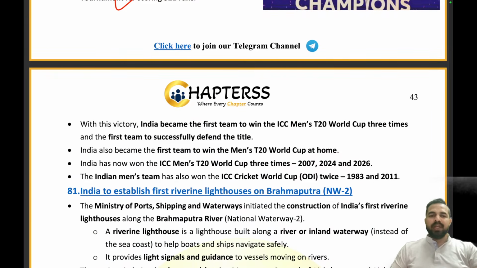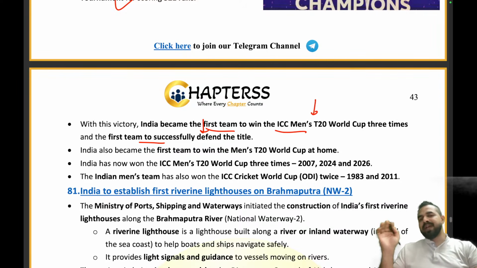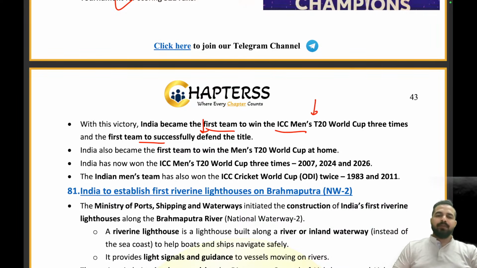With this victory, India became the first team to win the ICC Men's T20 World Cup 3 times and the first team to successfully defend the title. For the very first time, India became the first team in the entire world to do so. India also became the first team to win the Men's T20 World Cup at home.